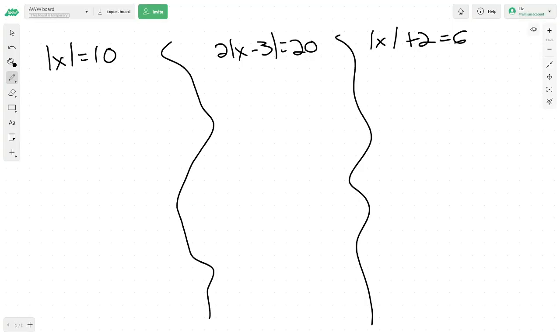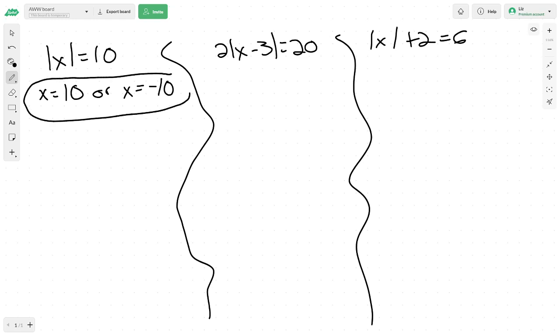Here are some examples. So the first one, the absolute value of x equals 10. Well, we know that x could equal 10 or x could equal -10. If we take the absolute value of +10, it becomes 10. If we take the absolute value of -10, it also becomes 10. So this is your answer here.